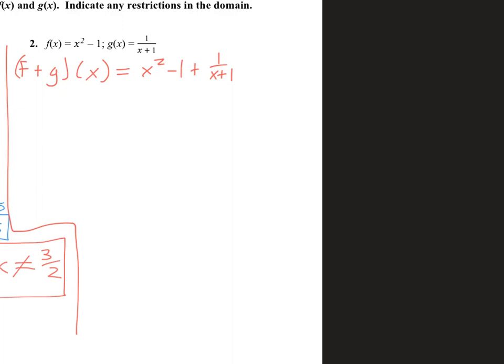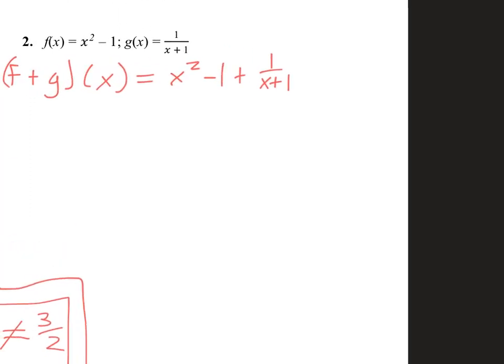Anytime you have a variable in the denominator, that variable or that denominator is not allowed to equal 0. So then we have to restrict it and say that x does not equal, and the value that would make that denominator 0 is -1. So that's our domain restriction. X does not equal -1.